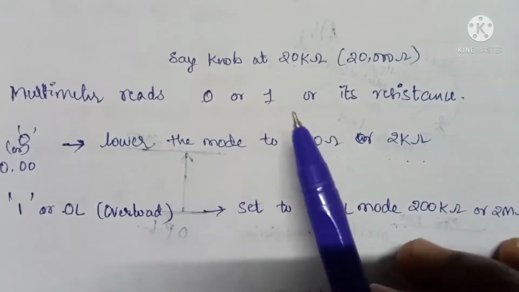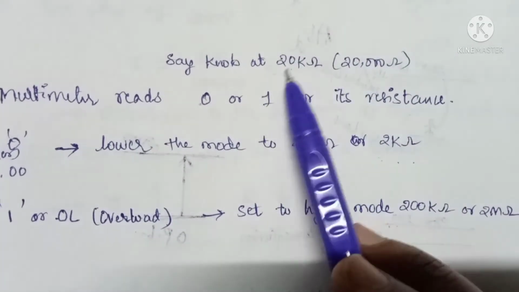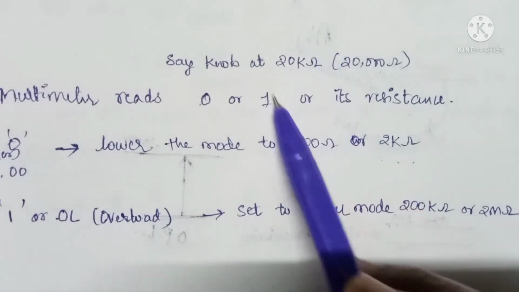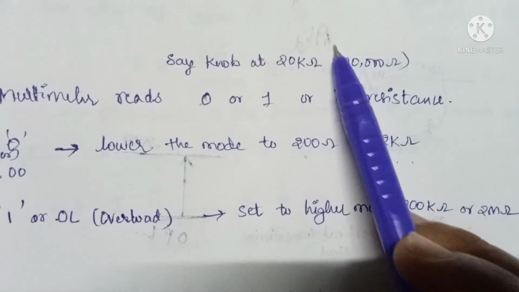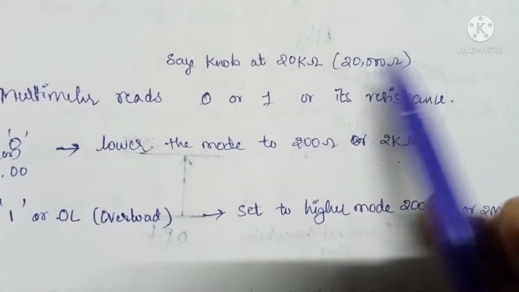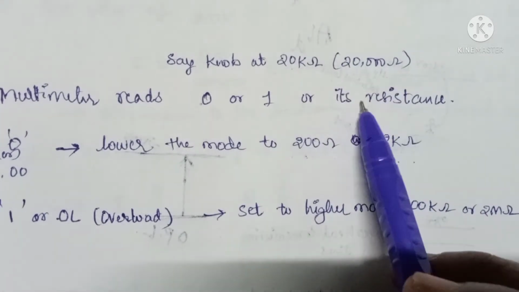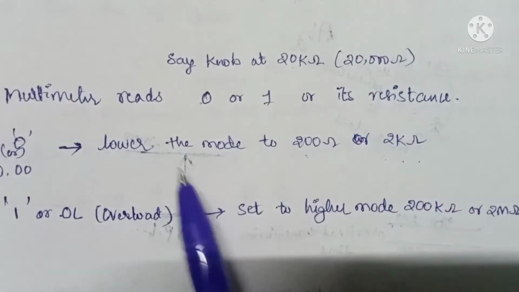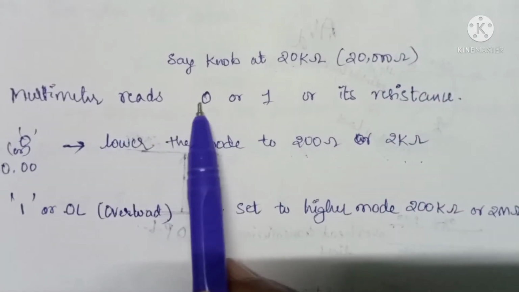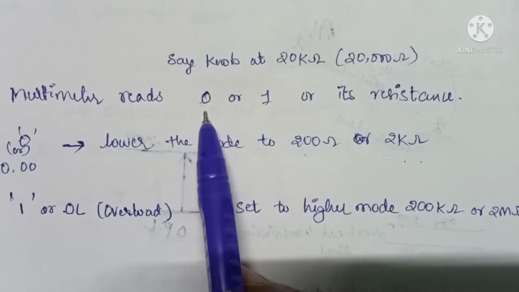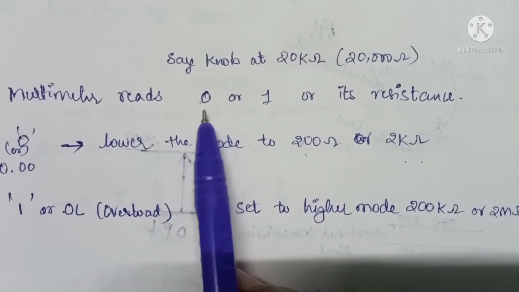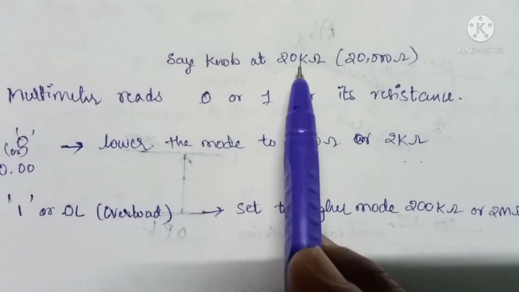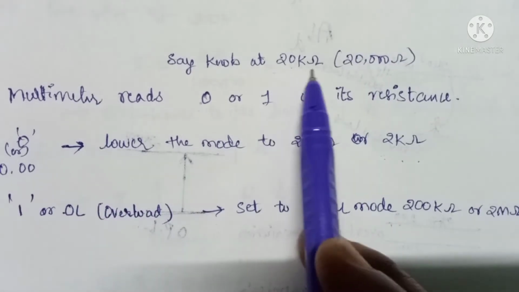If the bulb resistance is nearby this value, then the multimeter reads its actual resistance. And if the multimeter reads 0, the resistance of the bulb is much lower than 20 kilo ohm.